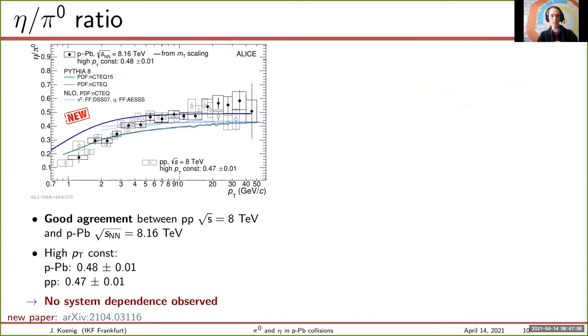Okay, so now that we have the eta and the pi zero spectrum, we can measure the eta to pi zero ratio, which is shown here on the left for PLED collisions in the closed markers and PP in the open markers. And we observe a pretty good agreement between the two ratios. To quantify this, one can also look at the high PT constant, which is a constant fit from about 4 GeV on. And both of these high PT constants are in very good agreement. So as expected, we don't observe any system dependence.